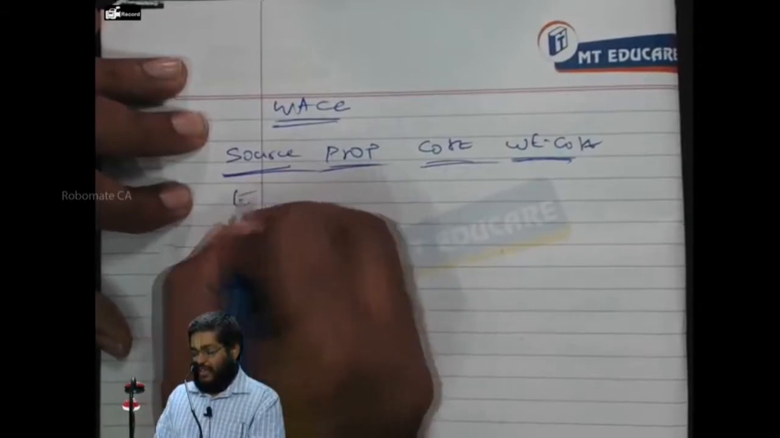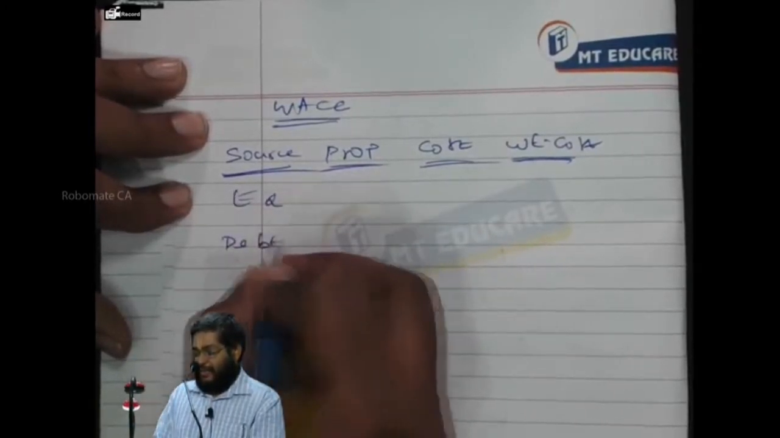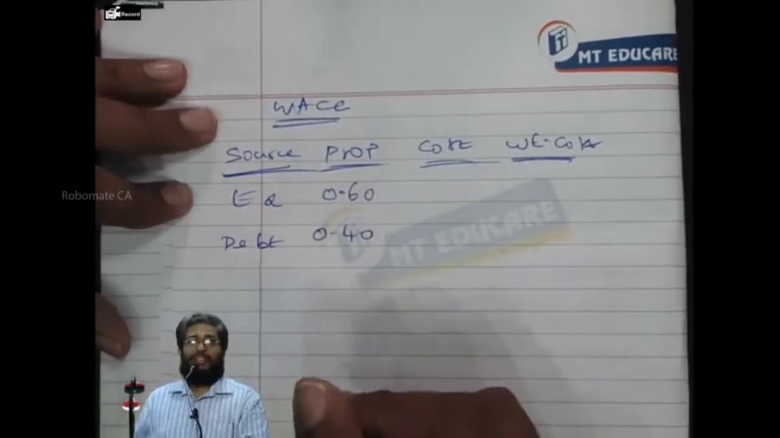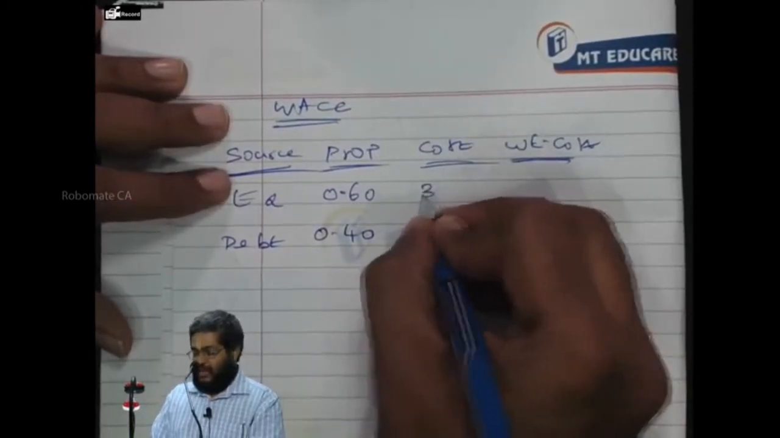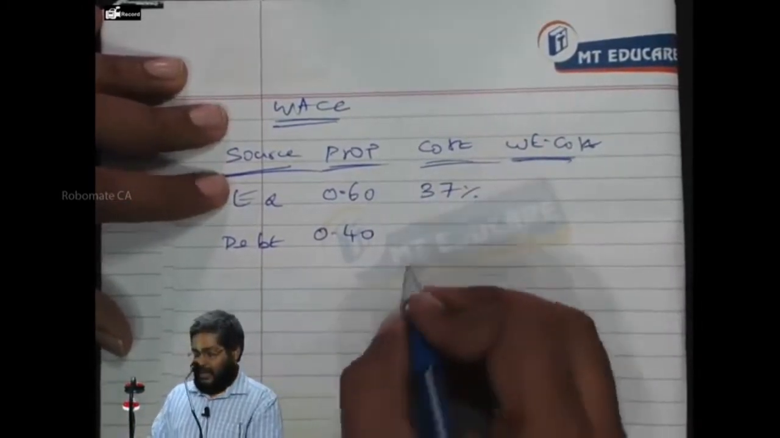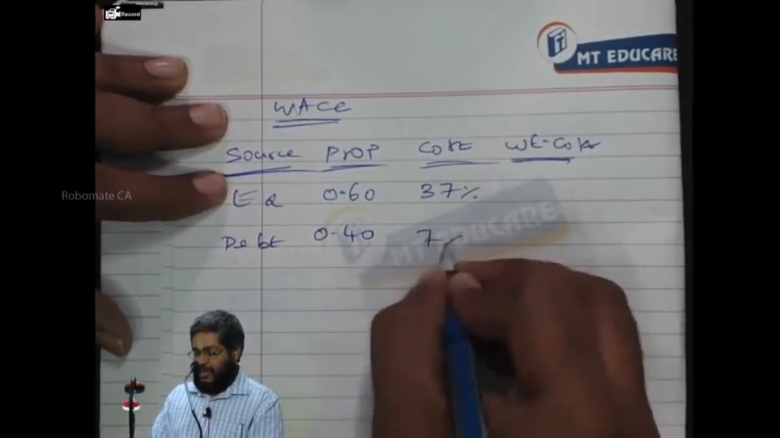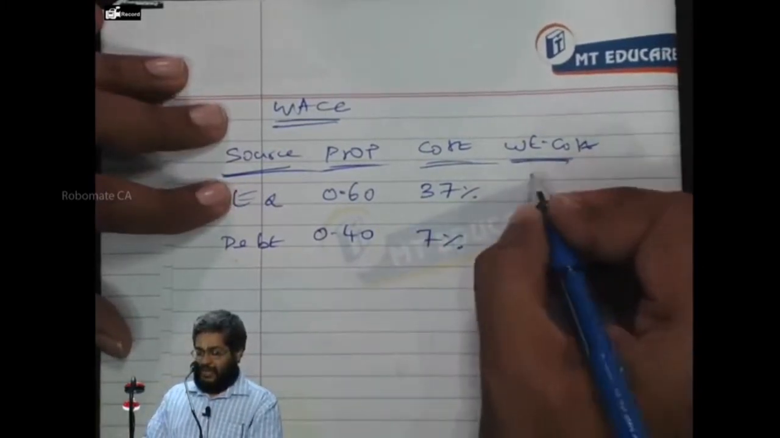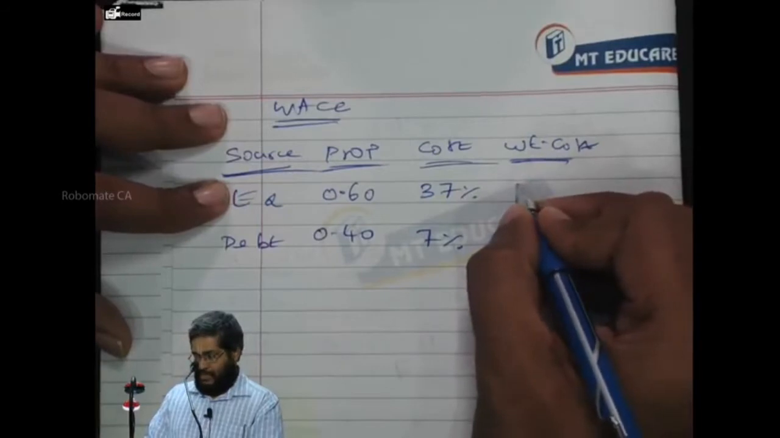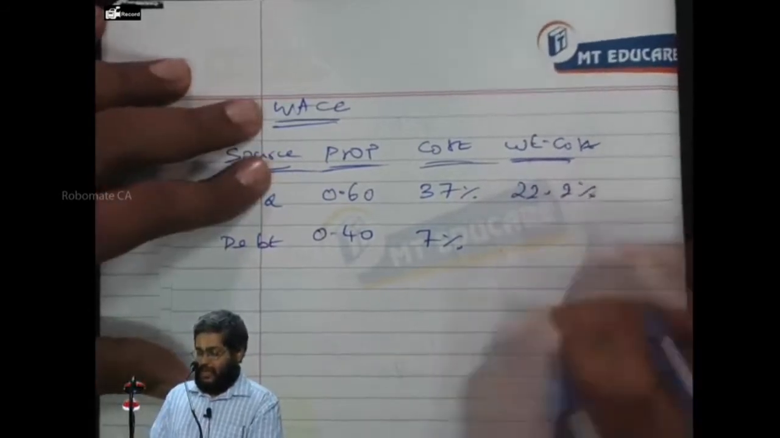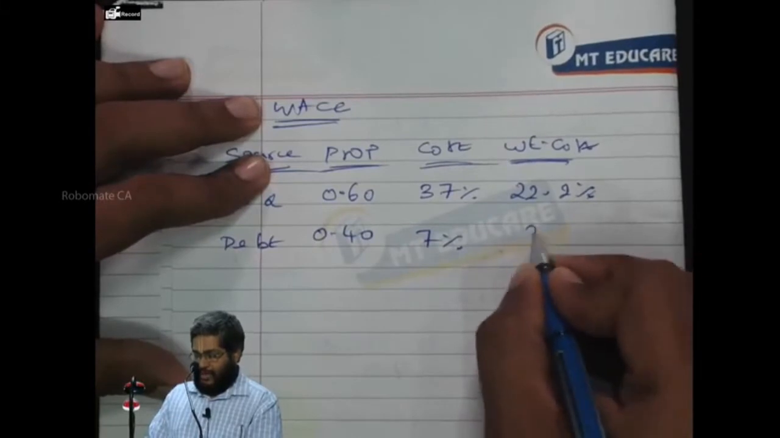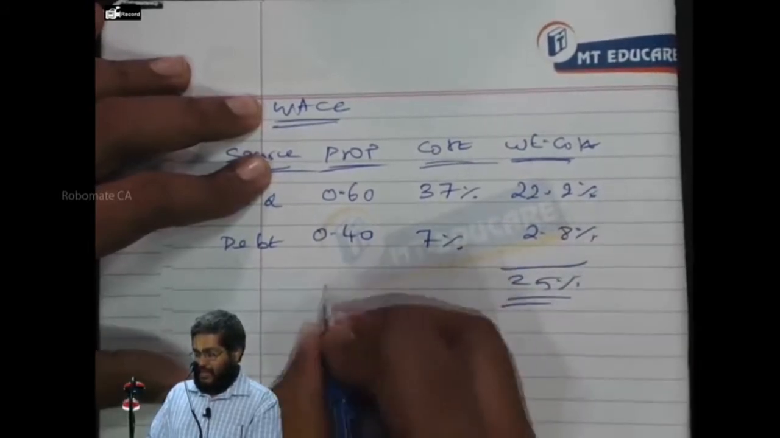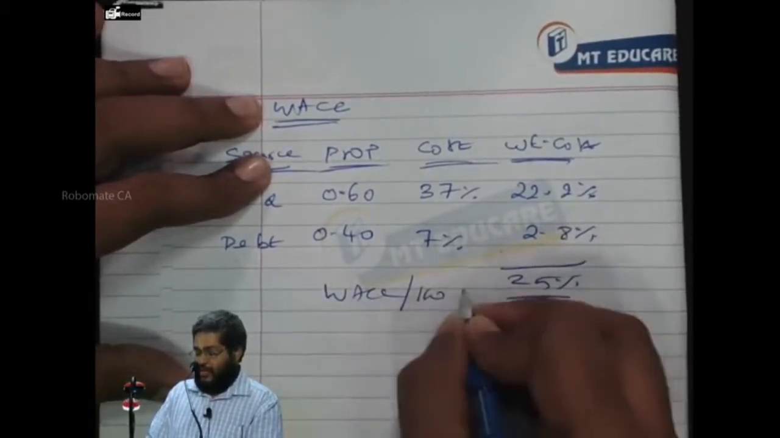What are the two sources of finance? Equity and then debt. Proportion is 0.60 and 0.40. What are the costs here? 37%, right? Debt is 10 into 1 minus 0.3, which is 7%. 0.6 into 37% gives 22.2%, and this becomes 2.8%. The total is 25%, which is called WACC or KO in this case.